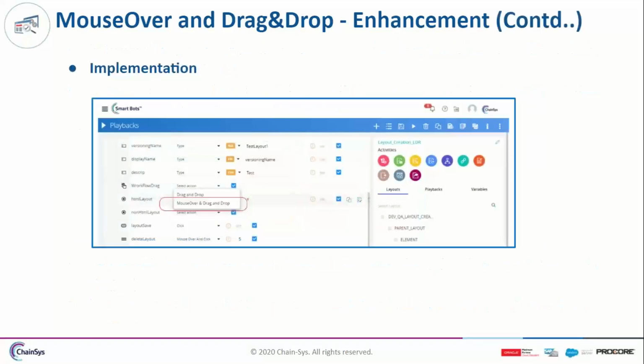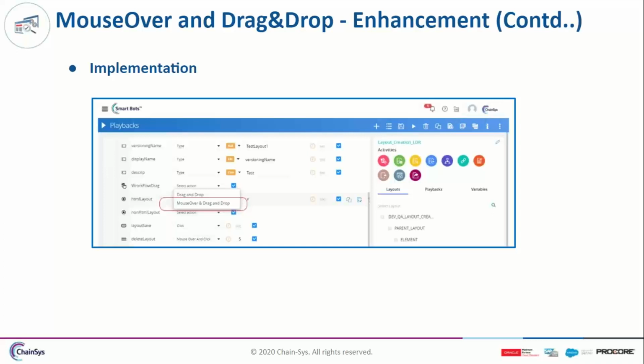So here you can see how it is constructed in the body. This is the structure of our body. Here on the left side, you can see the elements, versioning name, display name, description, and workflow, drag and drop. You can see the element names, and the actions like type, drag and drop, mouse over and drag and drop, and click.